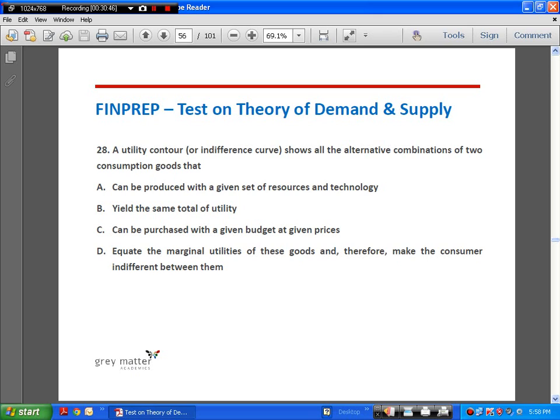So indifference curve is nothing but the locus of all possible combinations of x and y on consumption yielding the same level of satisfaction or utility. Therefore, the right answer is they yield the same level of total utility.